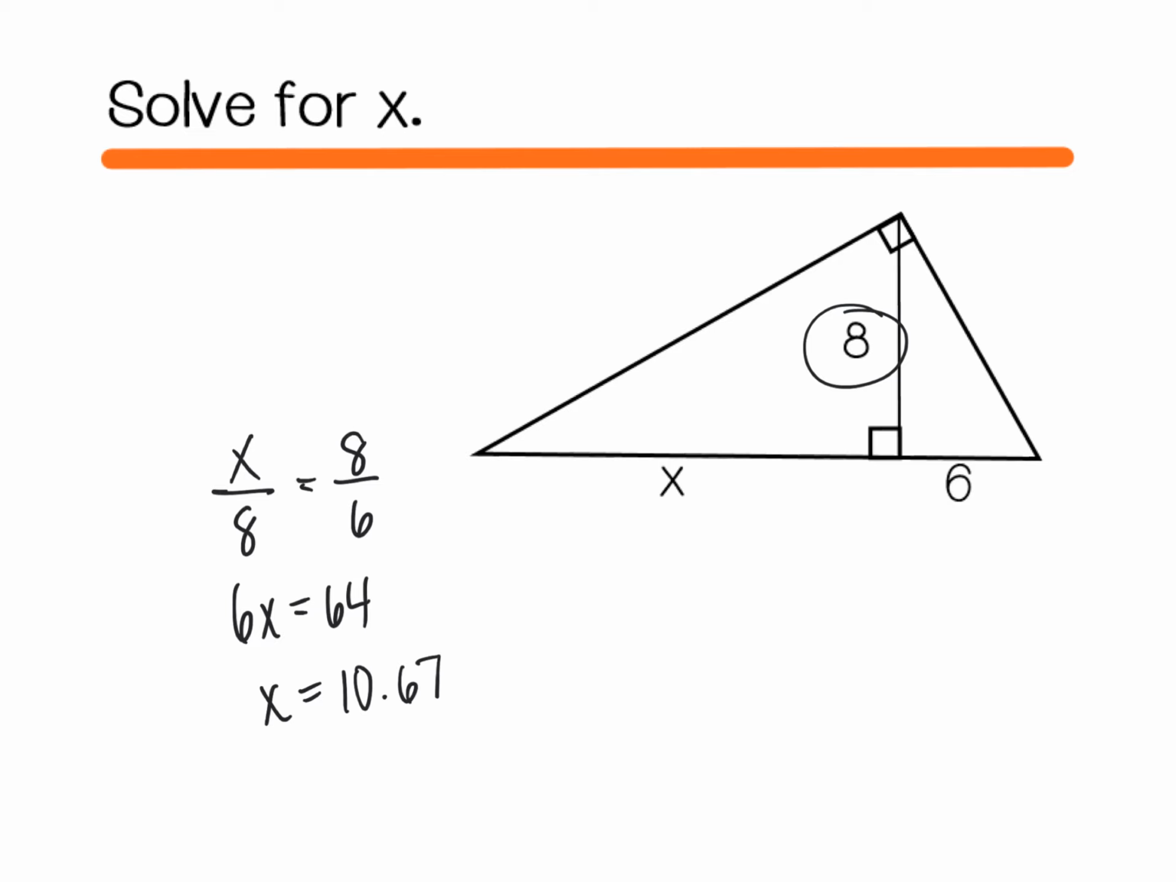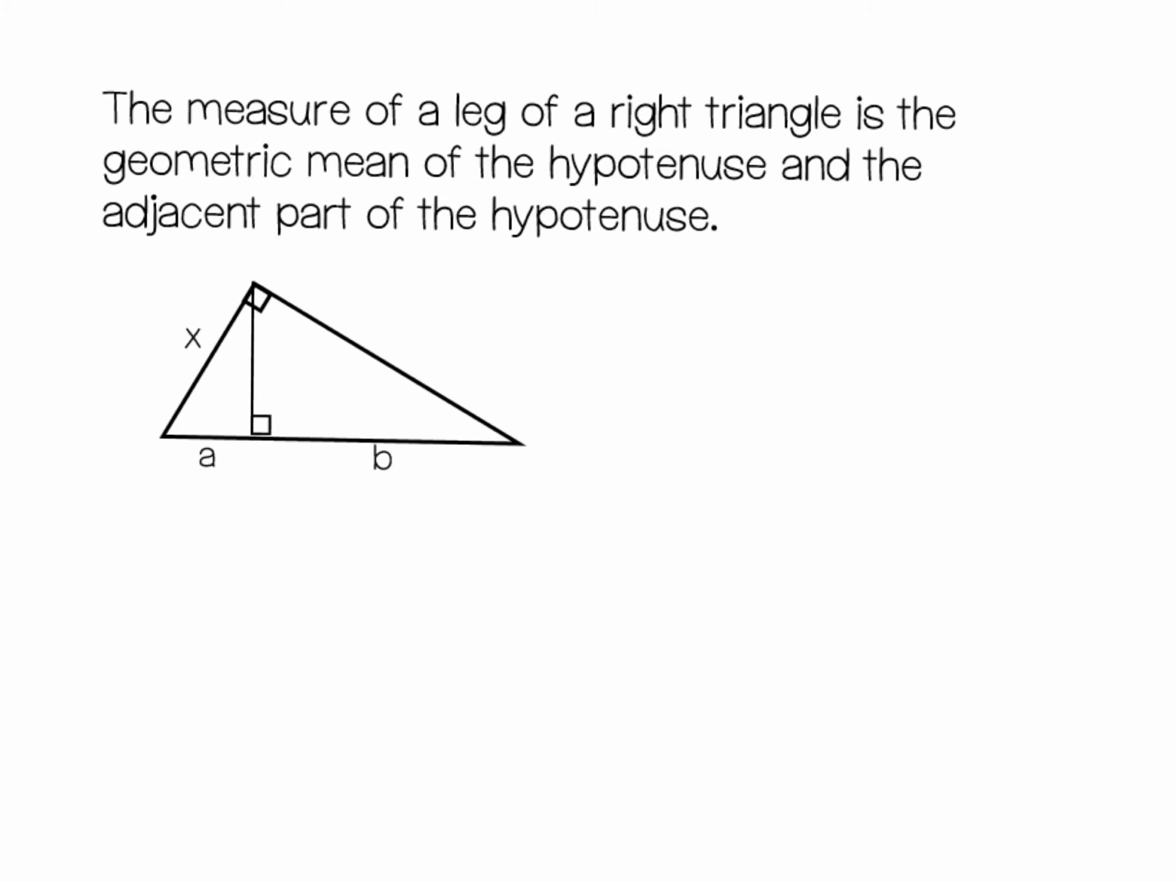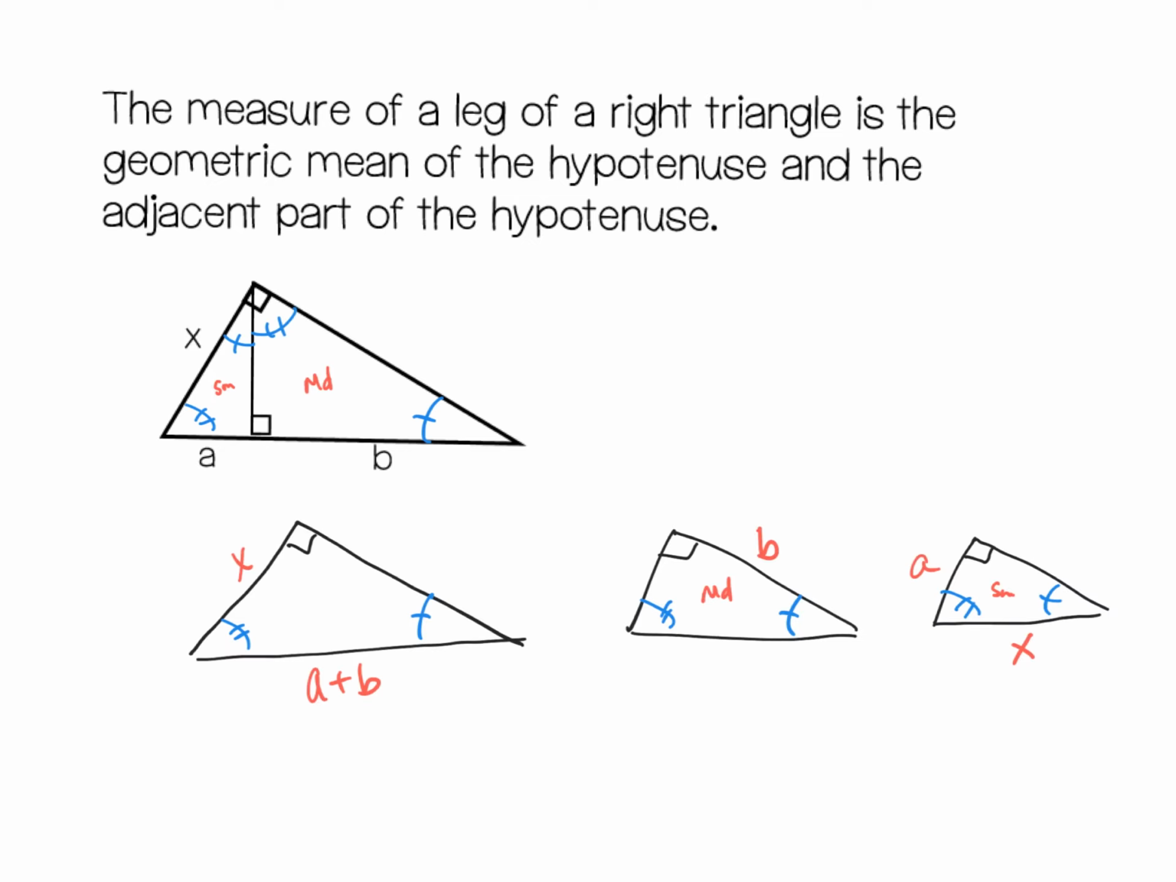We can break those triangles down again to find other parts. So now we're going to look at the measure of a leg. The measure of a leg of a right triangle is the geometric mean of the hypotenuse and the adjacent part of the hypotenuse. All right, so I'm going to pause the video and redraw these triangles real quick, and then start recording again. All right, through the magic of movie making, I have all those triangles drawn out for you so you don't have to sit through that boredom.